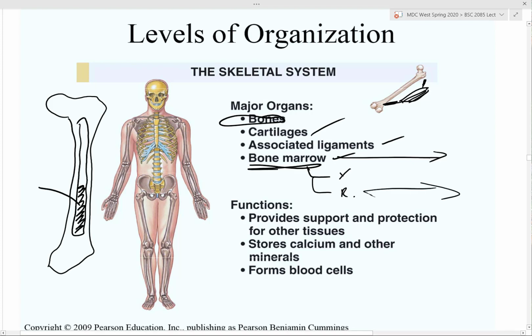So the red bone marrow has 3 cell lines that are able to be synthesized inside, so they can make 3 cell lines. What are those 3 cell lines? Well, if you know the colors, it's easy. So we got white, red, and platinum.